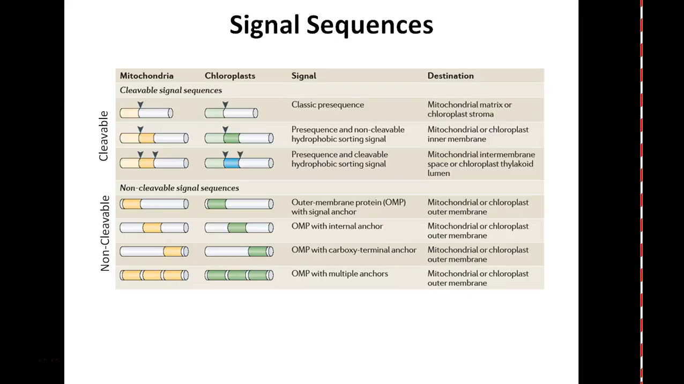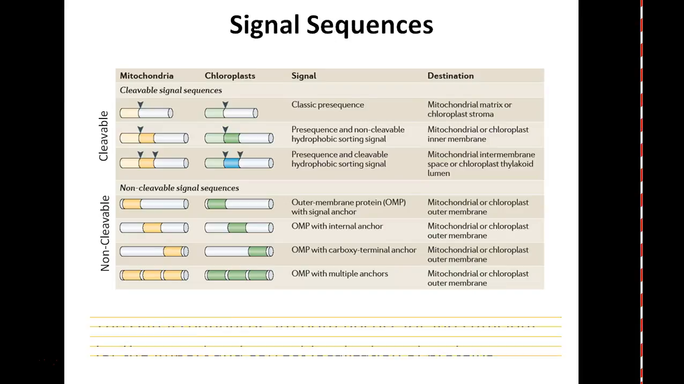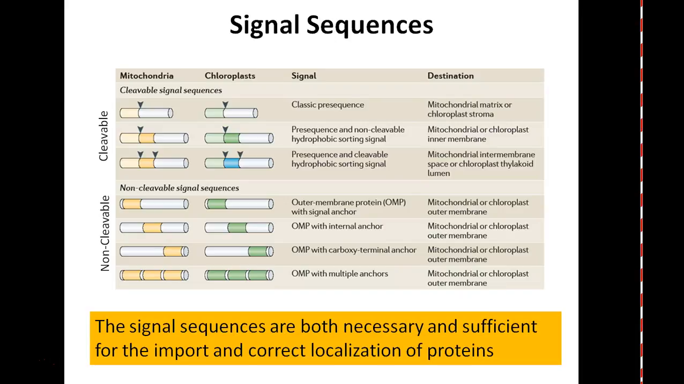Yes, it has to have a specific signal or sequence, so this sequence is recognized by other proteins, and this sequence is critically important. We call it necessary and sufficient for the import and correct localization of the protein.